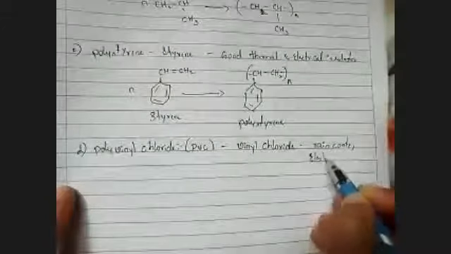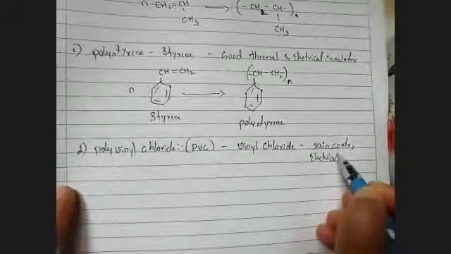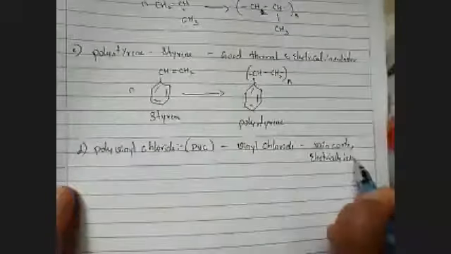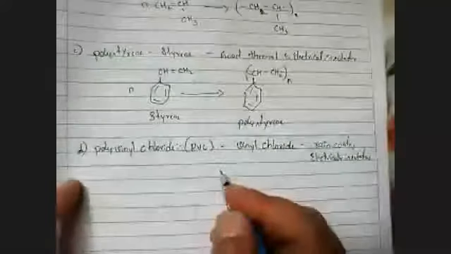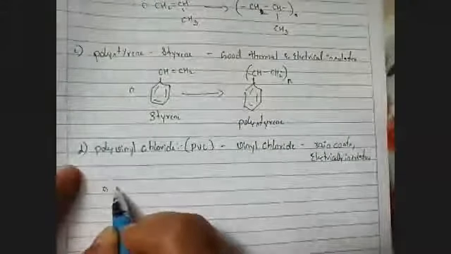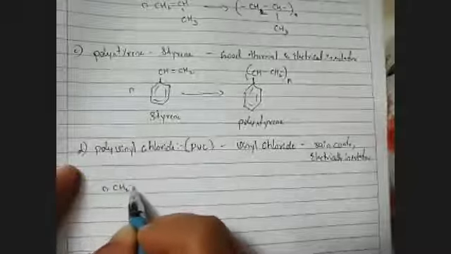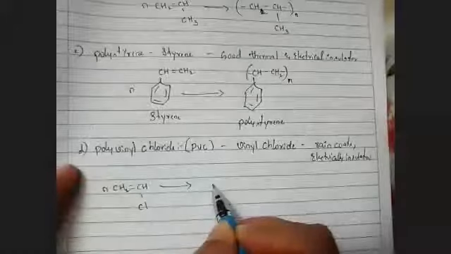It is electrically insulated. Then the structure of vinyl chloride is like this. And if you repeatedly add the vinyl chloride, it will give you the structure of polyvinyl chloride. That will be this one. Okay, fine.